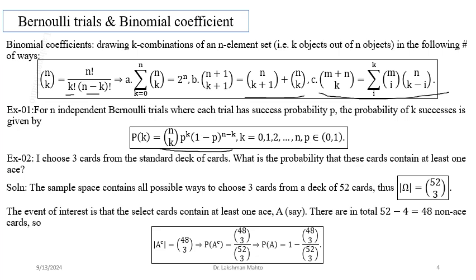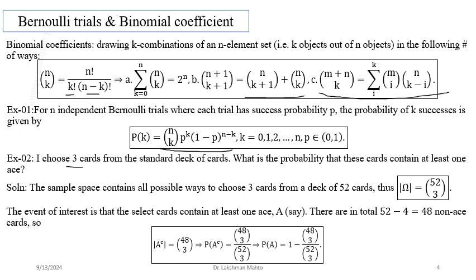Total four, okay. So the question is, at least one. You have taken three cards. What is the probability that at least one card is an ace? What is the sample space? You are taking three cards from a deck of 52 cards, so it would be 52 choose 3. Then the event of interest is that the selected cards contain at least one ace. In total there are four aces. Then in total, how many non-aces? It is 48. So let us compute A complement first. It is easy to compute the size of A complement. That one is 48 choose 3. So what is the probability of A complement? Simply through that formula you will get it, and hence you will get the probability of A.